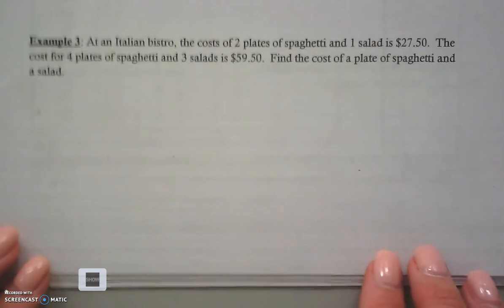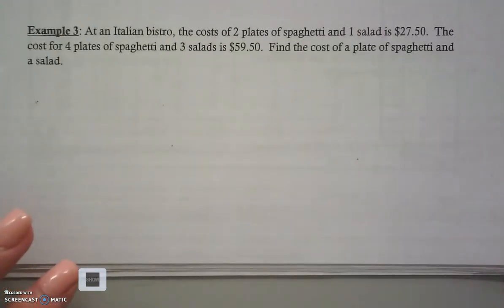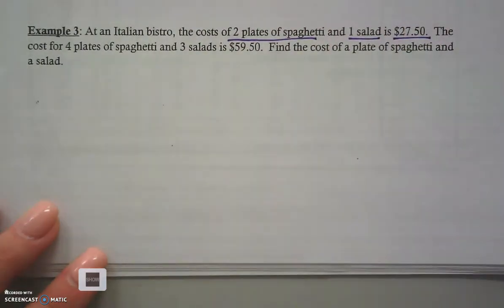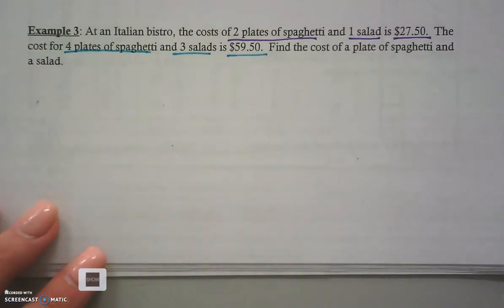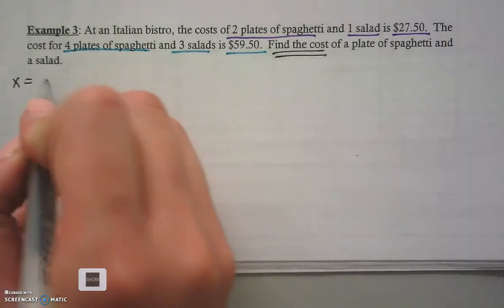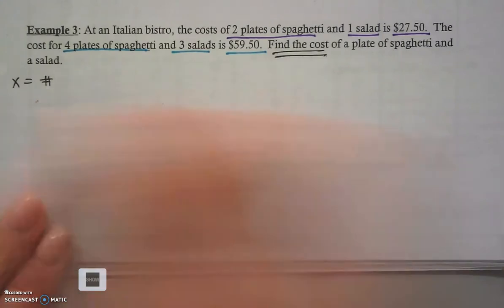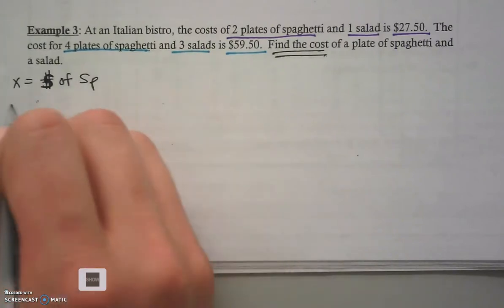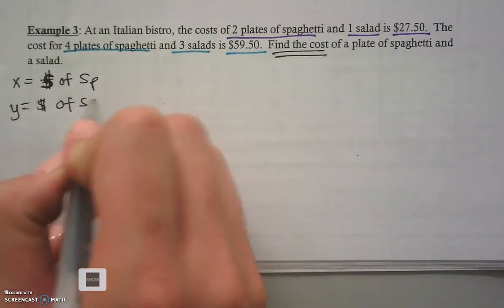Example number 3 is an example of an order problem. Like when you go to a restaurant and you order something. Okay? So one order at an Italian bistro, I can get 2 plates of spaghetti and 1 salad for that much money. That is one order. And next time I go, I could try to get 4 plates of spaghetti and 3 salads for this much money. And they want us to find the cost. So X is going to be equal to the cost of spaghetti, with a dollar sign, and then Y is going to be the cost of salad.